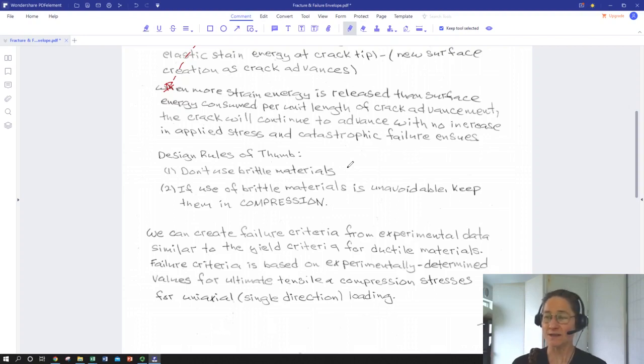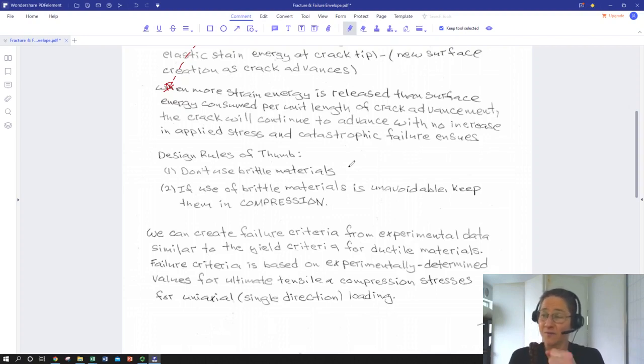We make a composite, and we use steel reinforcement or other types of materials that are strong in tension. We let those carry all the tensile load, and we only rely on the concrete to carry compressive loads. So in this section, what we're going to do is basically do the same thing we did with yield, except we're going to say, okay, maybe we have to use a brittle material.